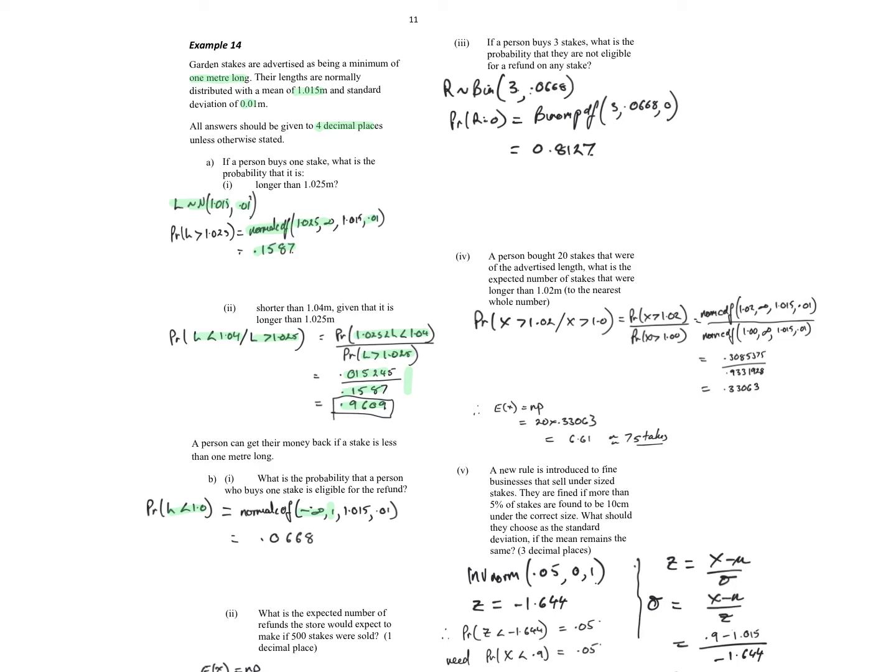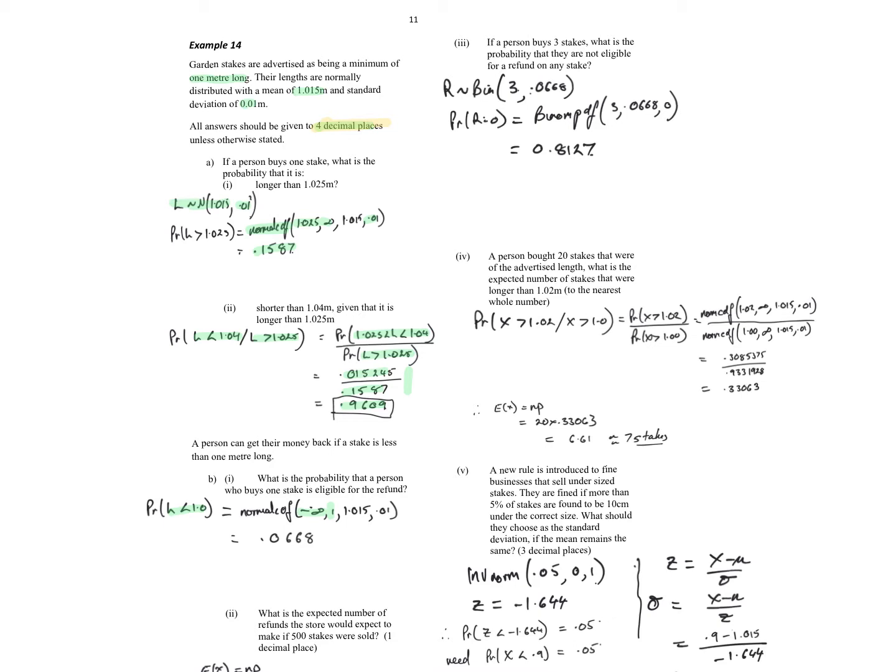Okay, so let's consider our stakes. Let's get a highlighter there. What are our stakes? They're advertised as being a minimum of 1 metre long. The lengths are normally distributed with a mean of 1.015 and a standard deviation of 0.01. Let's aim to go 4 decimal places all throughout. If we get one stake, what is the probability that it is longer than 1.025?